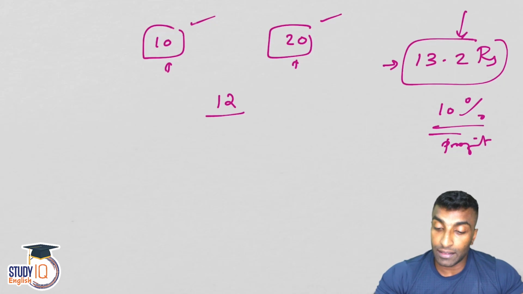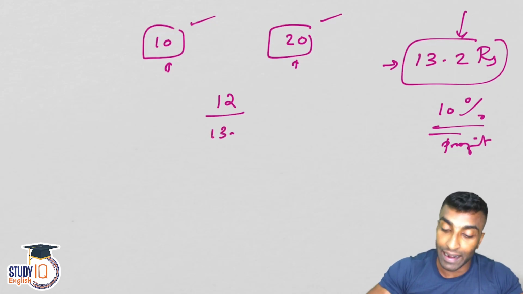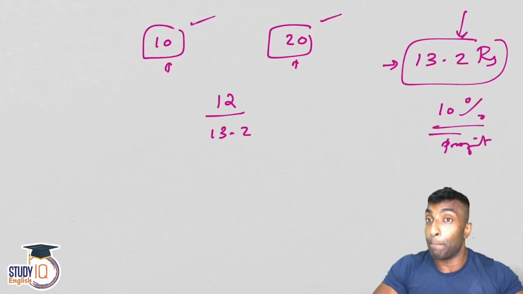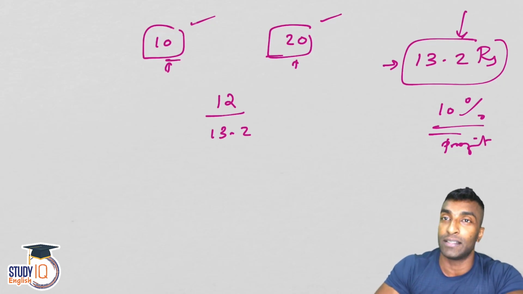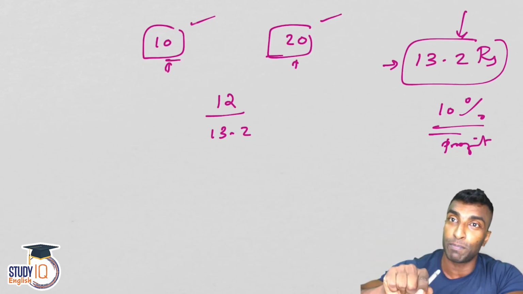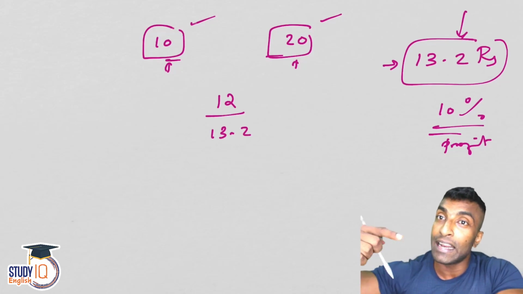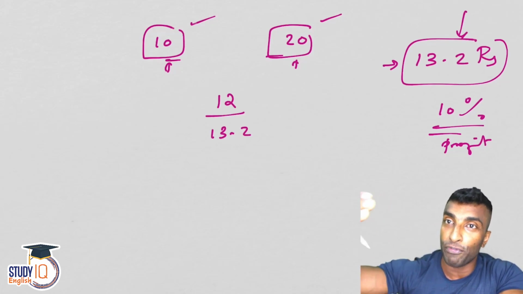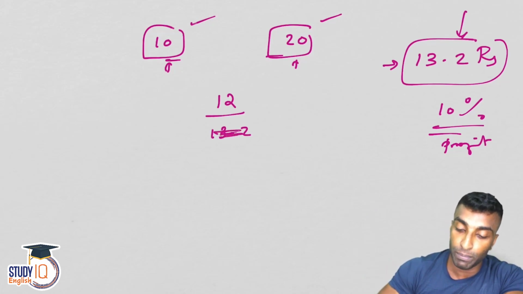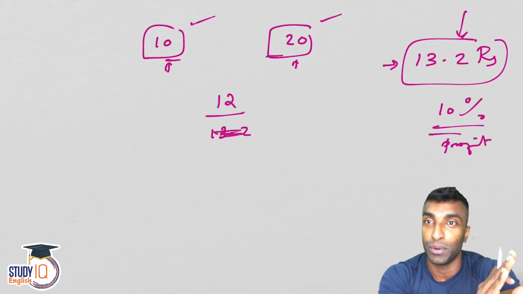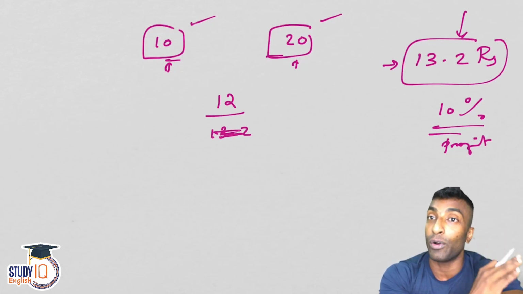Generally if you see 10, 20, you may directly write 13.2 here. But remember, 13.2 is not actually the cost price, but these two are cost price. When you're mixing, you should be getting the cost price. But what is given is an inflated price, which is added with the profit, which is 10% extra. So we need to remove that. So you should be using 12 to get the ratio. If you're using 13.2, you'll be getting a wrong answer.